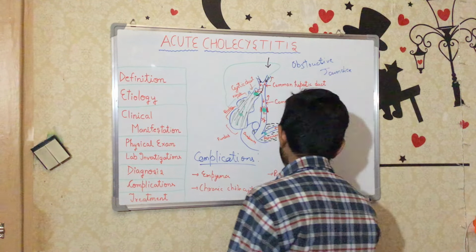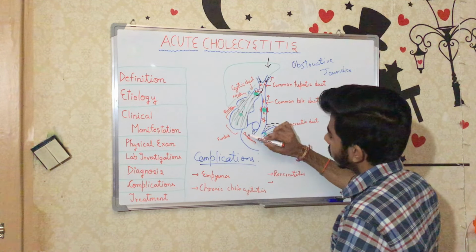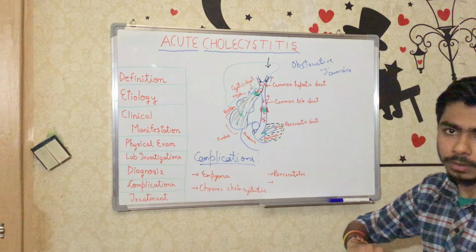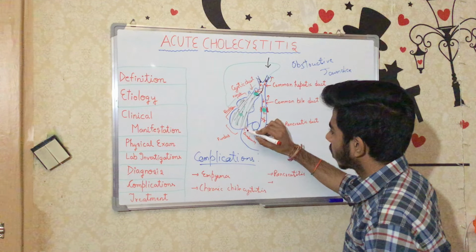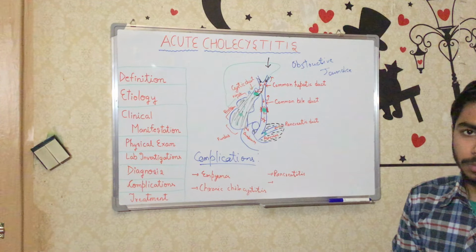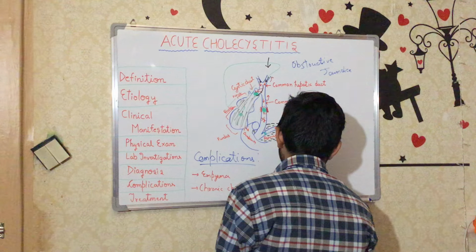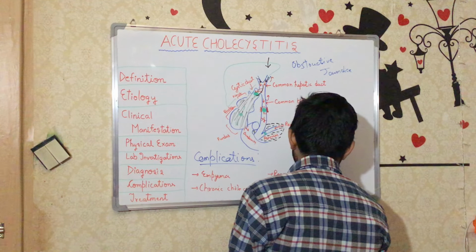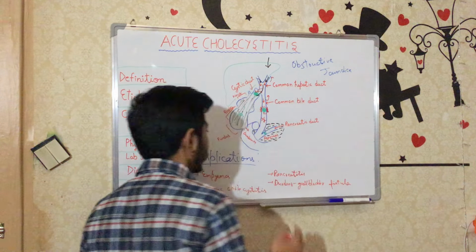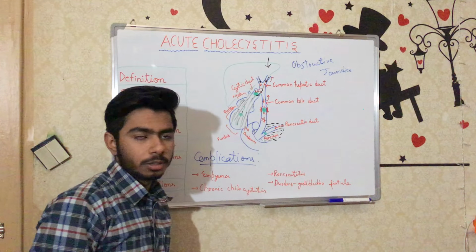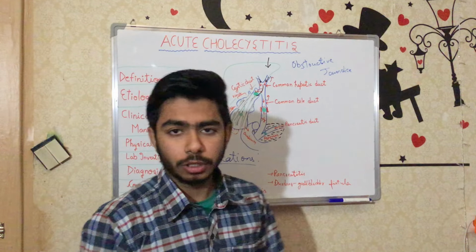Now they could cause a fistula. If you can see, here is the duodenum and here is the gallbladder. Now if the gallbladder ruptures, the bile can come directly into the duodenum. So this is the duodenal gallbladder fistula. Also, it can cause perforation. It can rupture over here. It can cause perforation also.